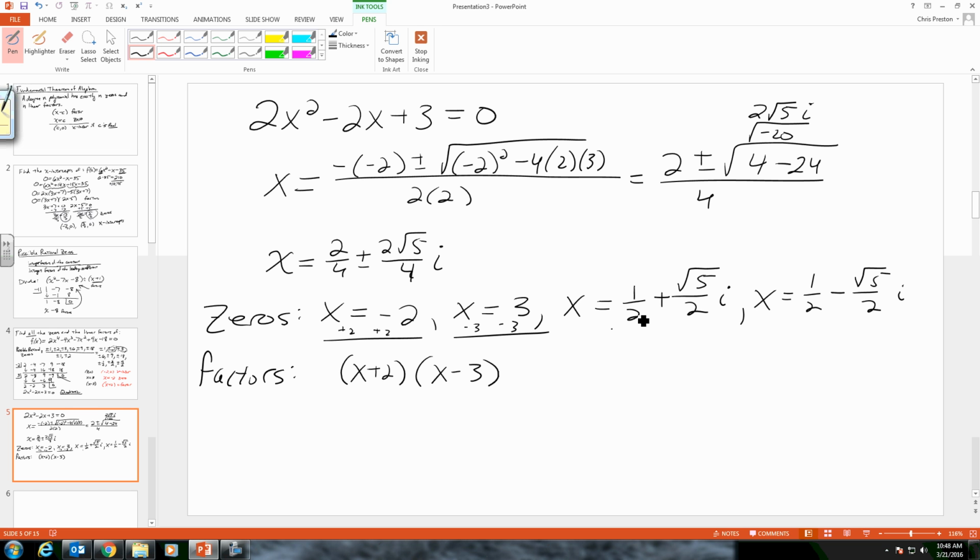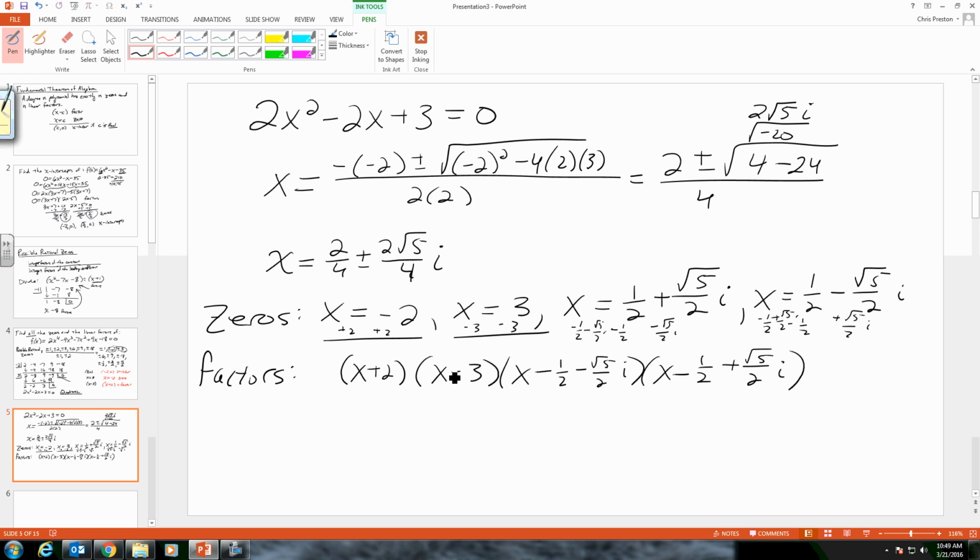And to get this equal to 0, I'd have to subtract a half from both sides, and I'd have to subtract root 5 over 2 i from both sides. And I get x minus 1/2 minus root 5 over 2 i. And I have to subtract a half again, but this time I would add root 5 over 2 i. So I'd get another x minus a half, but this time it'd be plus root 5 over 2 i.